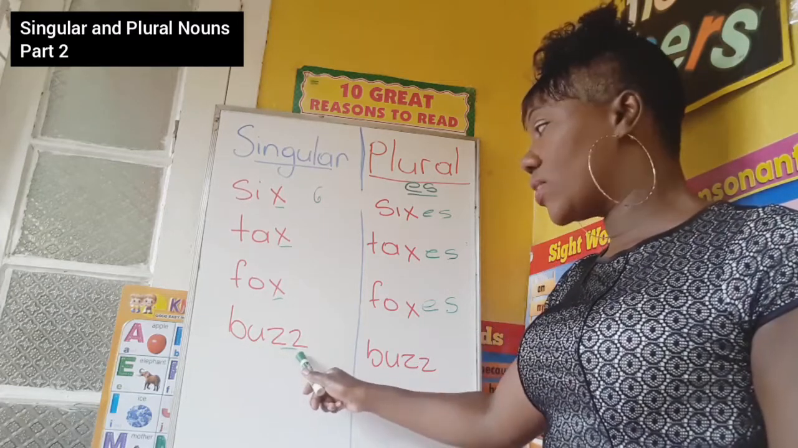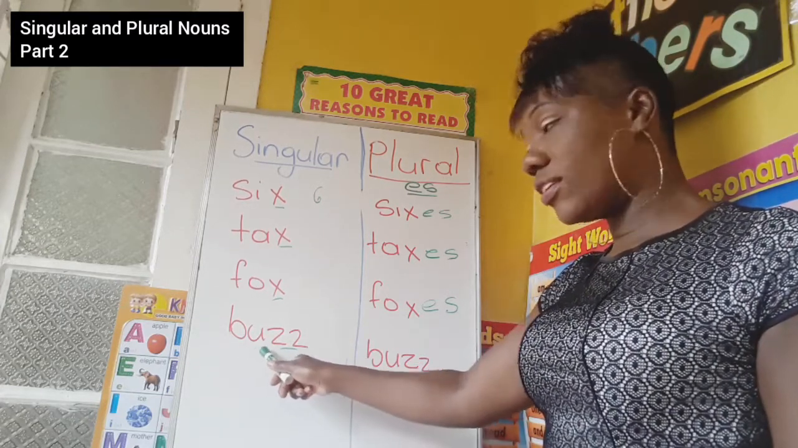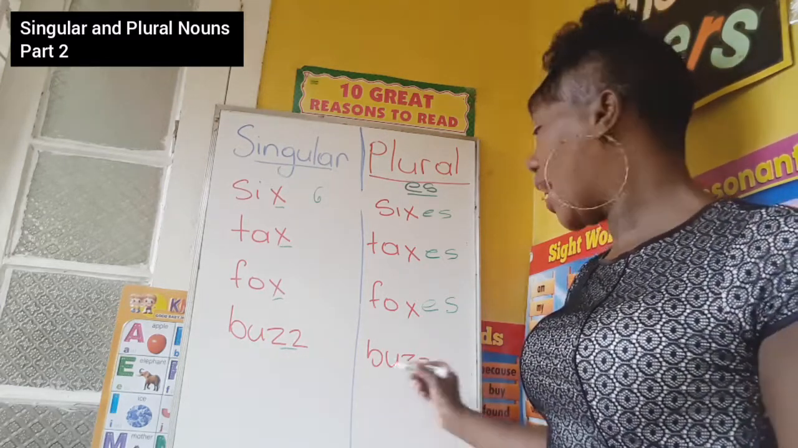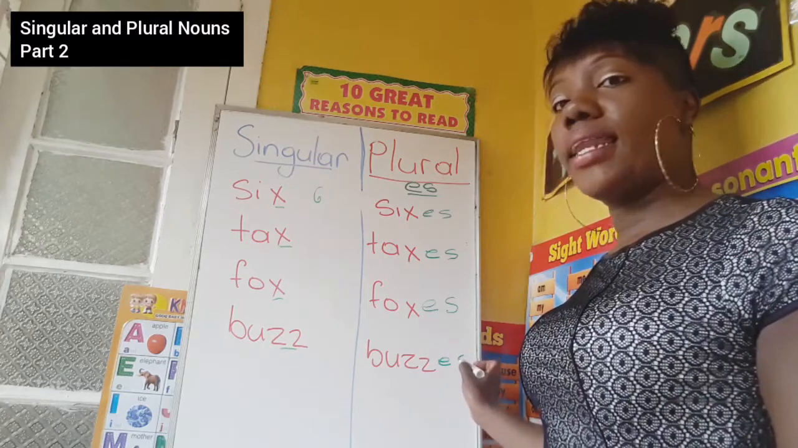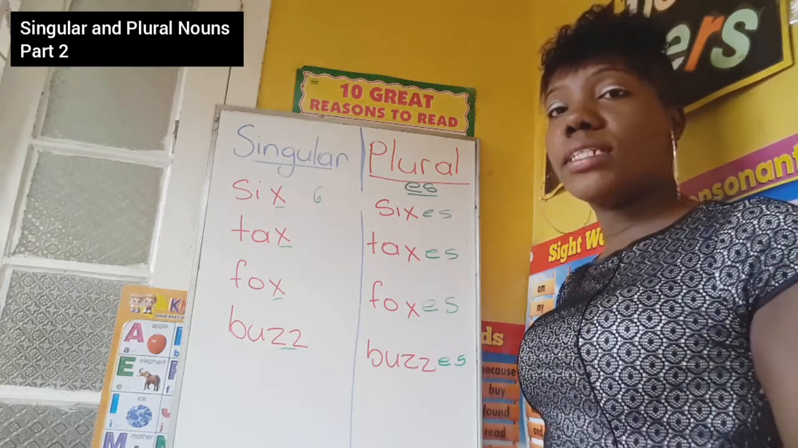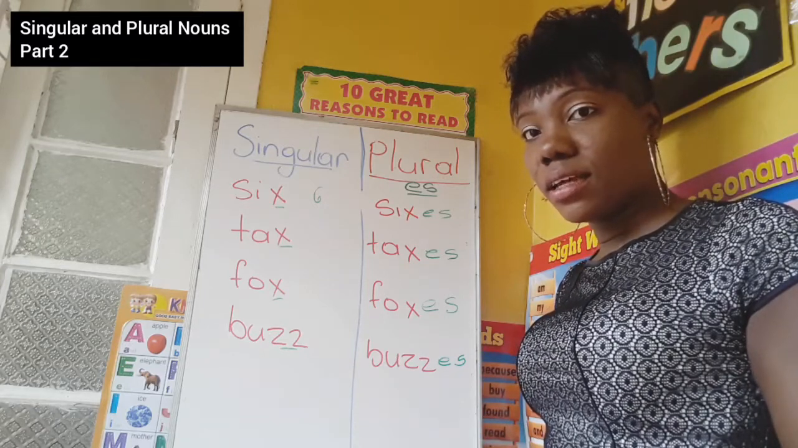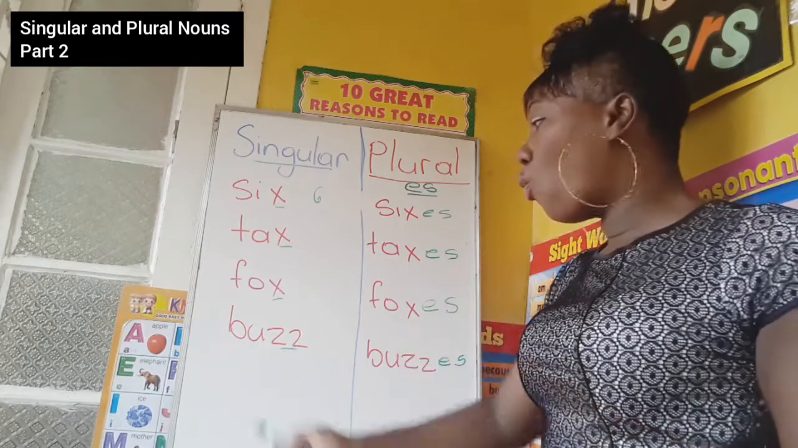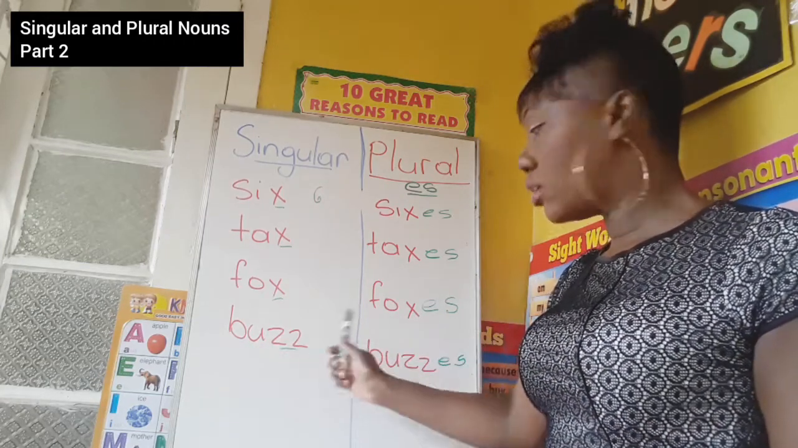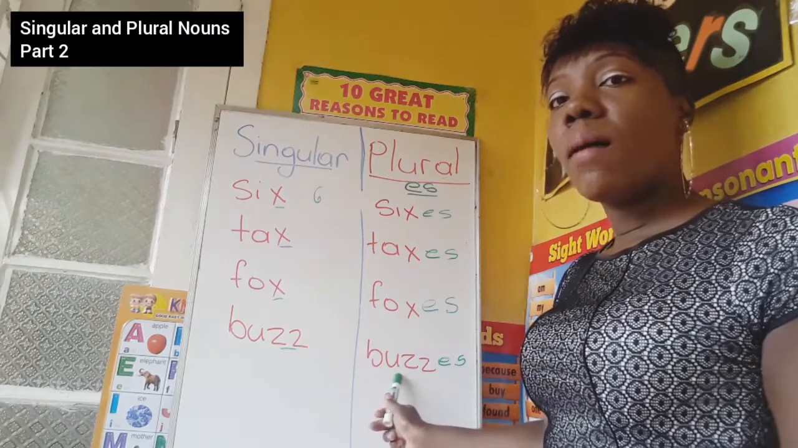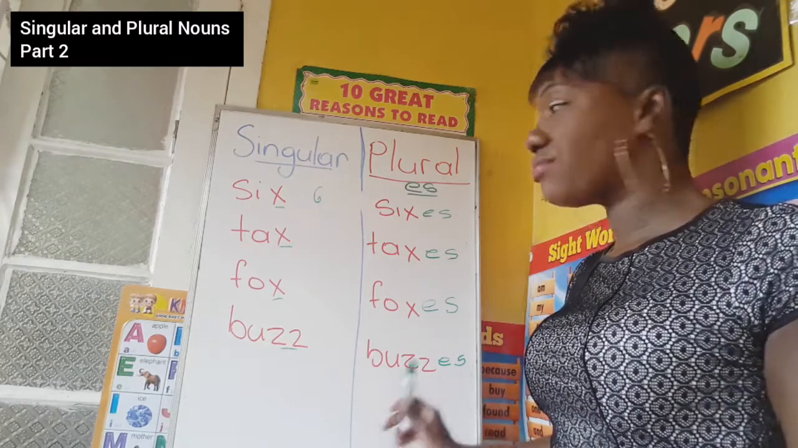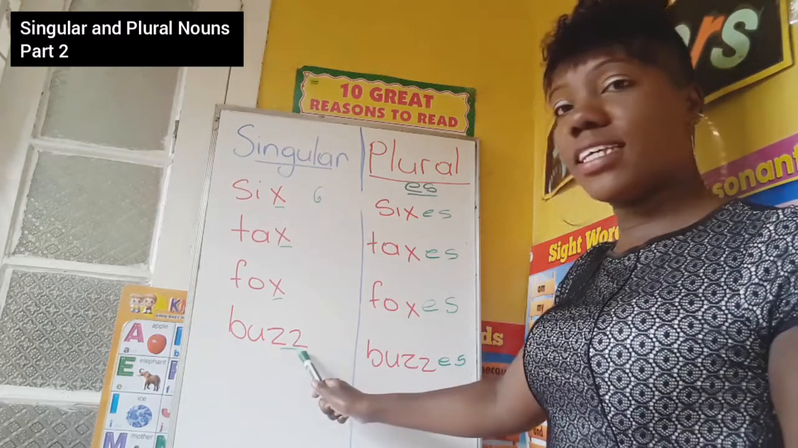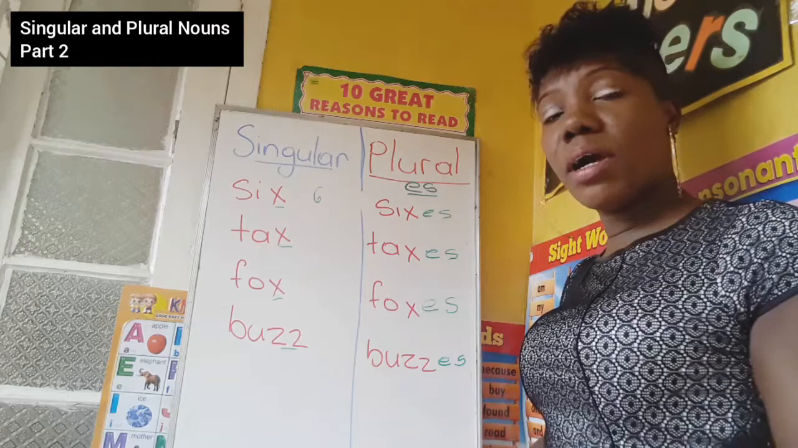Buzz ends with Z. And to make buzz plural, we add E and S. And now it is buzzes. You know the bees buzz. One buzz. More than one, buzzes. So these are some nouns that end with X and Z, and to make them plural, we add ES.